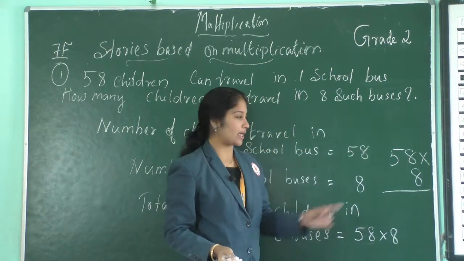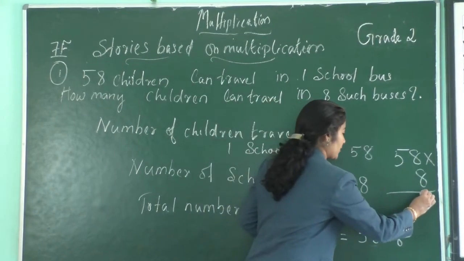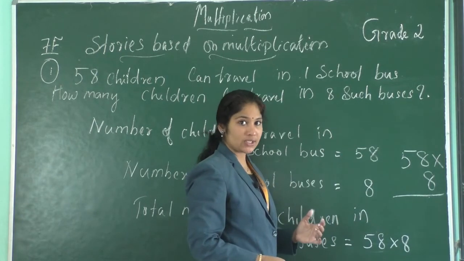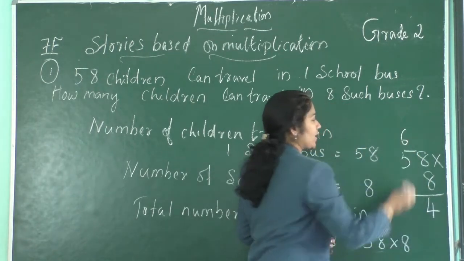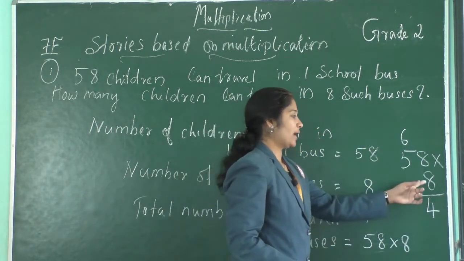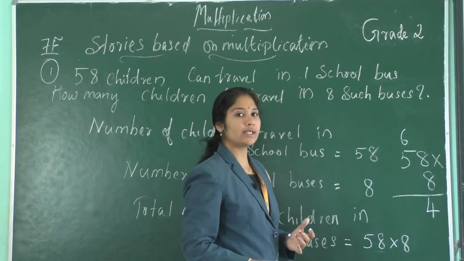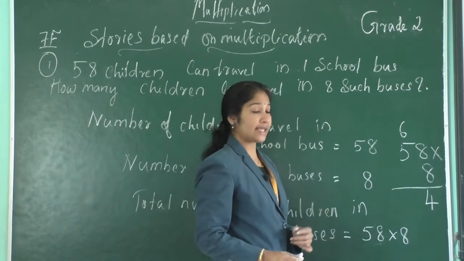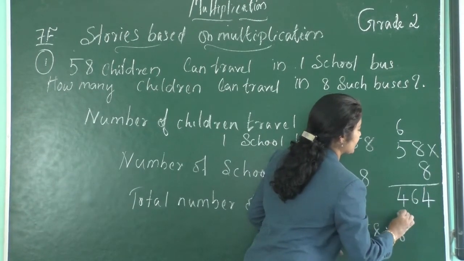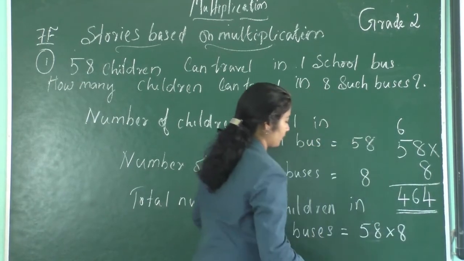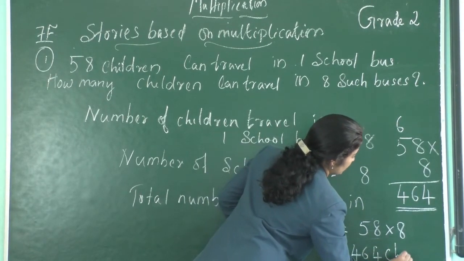We already learned the 8th table. What is 8 into 8? Yes, 64. So 64 we can regroup into 6 tens and 4 ones. So 4 we write at the ones place and 6 will carry over to the tens place. Next, which place? Tens place. We have 5 and 8. What is 5 into 8? Yes, 40. And 6 carryover is there. What is 40 plus 6? 46, so the answer is 464 children.